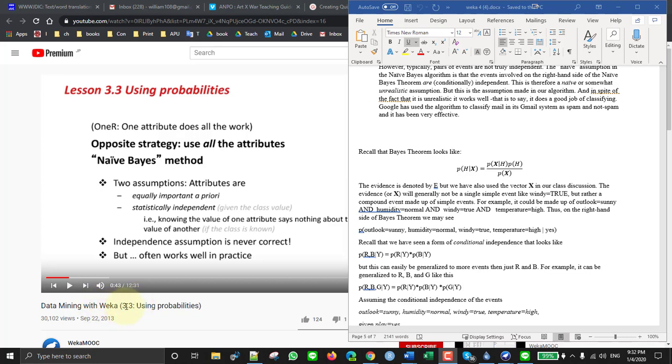Okay, this is Data Mining with Weka 3.3, using probabilities. One thing we refer to is Bayes' theorem, which looks like this.